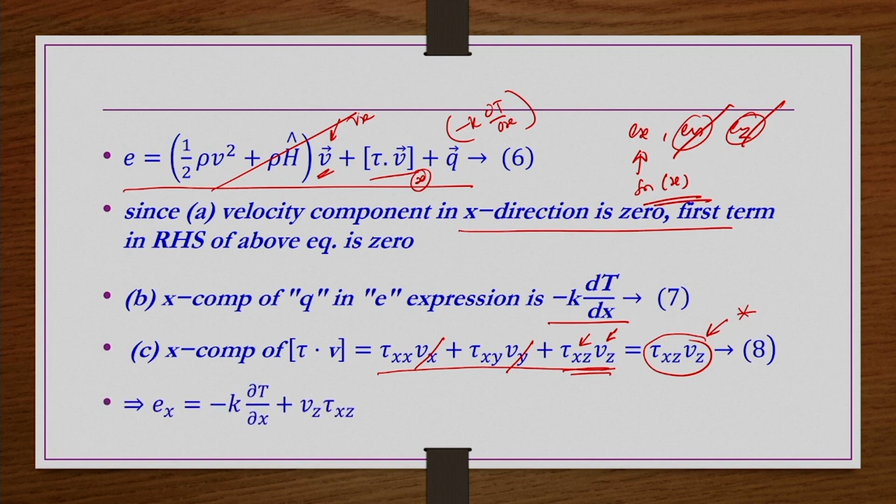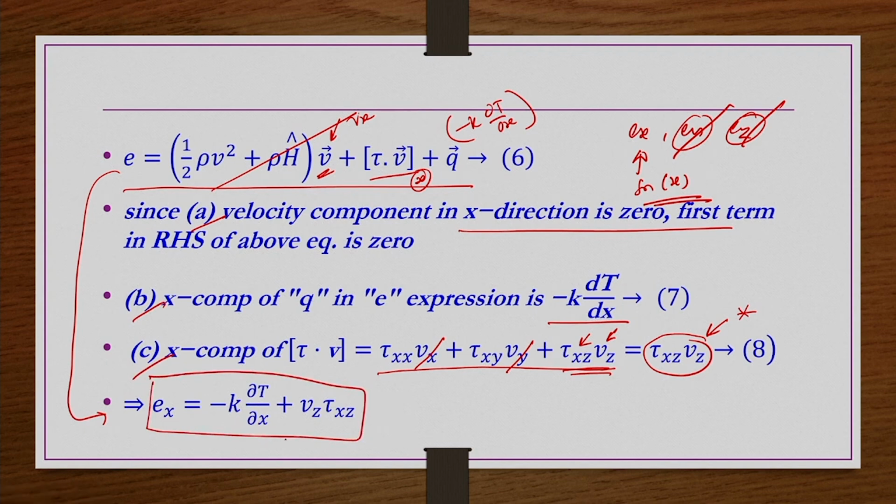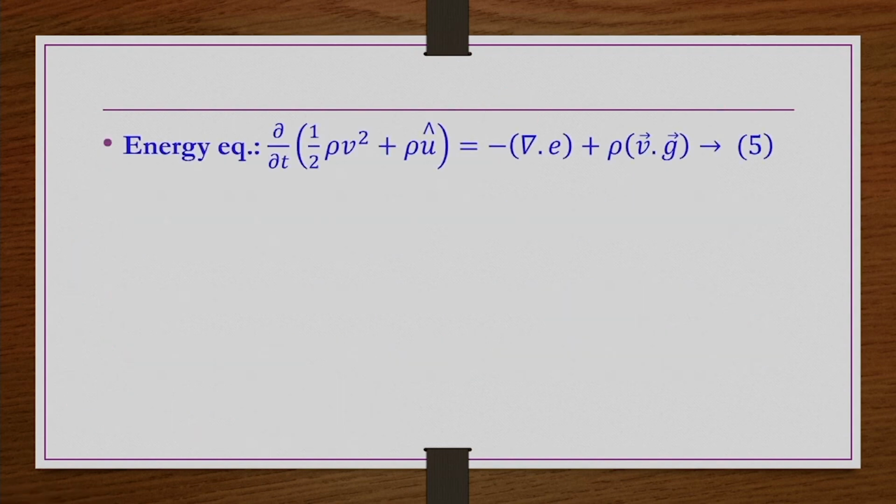Now finally, when you simplify the same equation by using these 3 constraints, if you take only the Ex component, Ex is equal to Qx plus tau xz Vz, where Qx is nothing but minus K dou T by dou x. So, this is the one. Now, the energy equation, equation number 5 in the generalized form, this is what we had. So, this now we have to simplify as per the constraints of the problem.